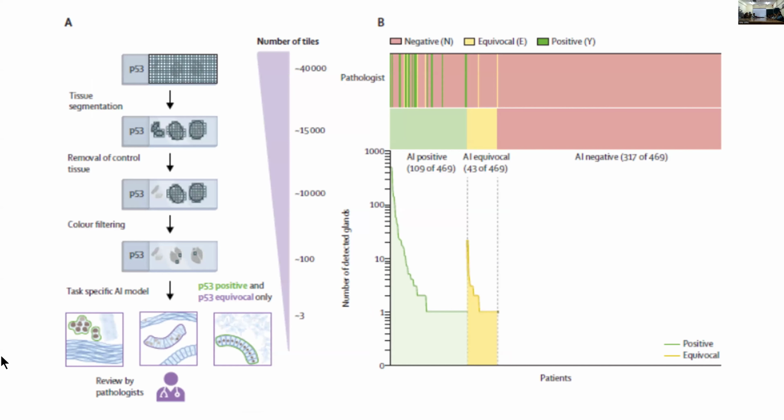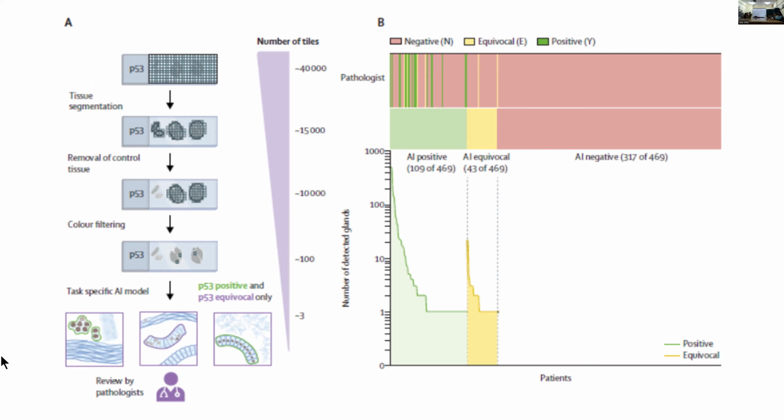So the graph you see there, the entire shaded area that is shaded in red, was indicated by the AI algorithm as true negatives. If the AI algorithm said it was negative, there was no pathologist counter-checking that. If the AI said it was positive or equivocal, then a pathologist would counter-check it and confirm that it was true positive. So out of all the AI positives, only a few were actually confirmed as positive. The rest were then confirmed by the pathologist as negative.